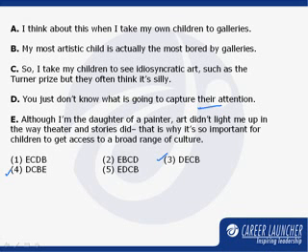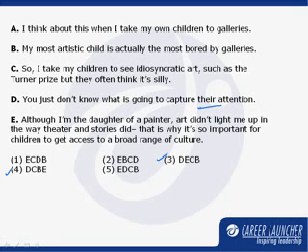So we can immediately weed out the other 3 options and start concentrating on these only. Now if I look at D, E, C, B, then the sentence following D is, although I am the daughter of a painter, art didn't light me up in the way theater and stories did. That is why it's so important for children to get access to a broad range of culture. Whereas in option 4, the sentence following D is, so I take my children to see idiosyncratic art such as the Turner Prize, but they often think it's silly.